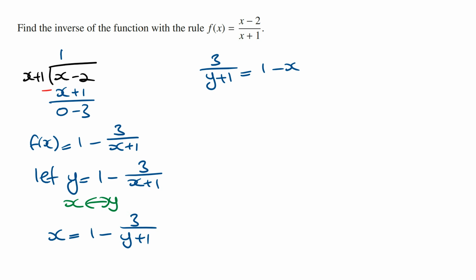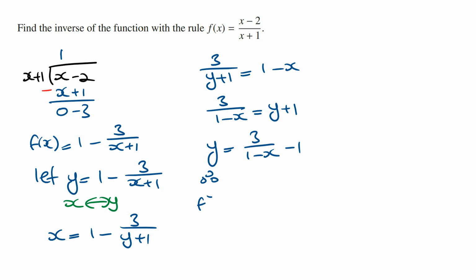And now we can multiply both sides by y plus 1 and divide by 1 minus x. And so we're going to get 3 over 1 minus x is equal to y plus 1. And now taking the 1 to the left-hand side, we're going to get y is equal to 3 over 1 minus x and then minus 1. And so therefore, the rule of f inverse of x is going to be 3 over 1 minus x and then minus 1.